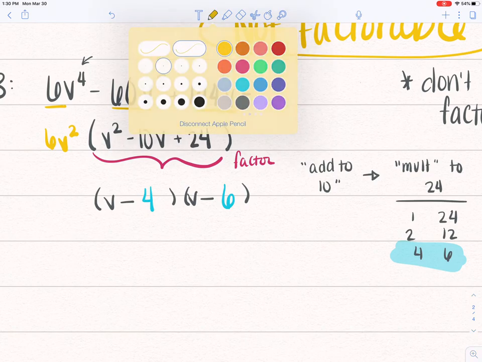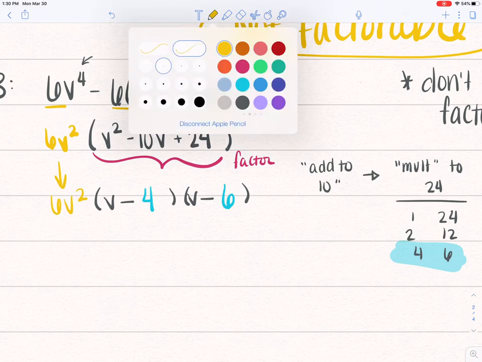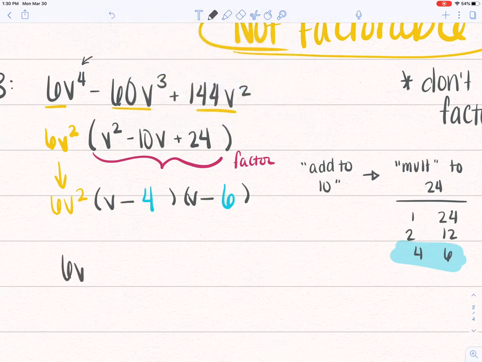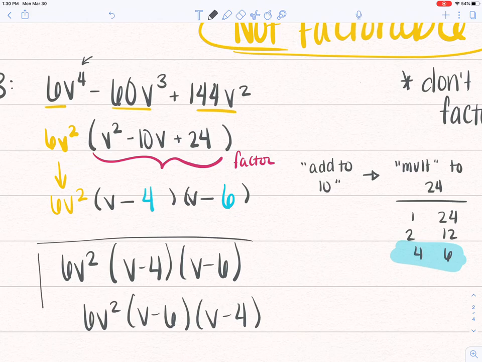Do not forget to carry down your GCF out front. So your final answer would be 6v squared, my GCF, v minus 4 times v minus 6. Or, if you wanted to flip that order around, either one of those would be correct.